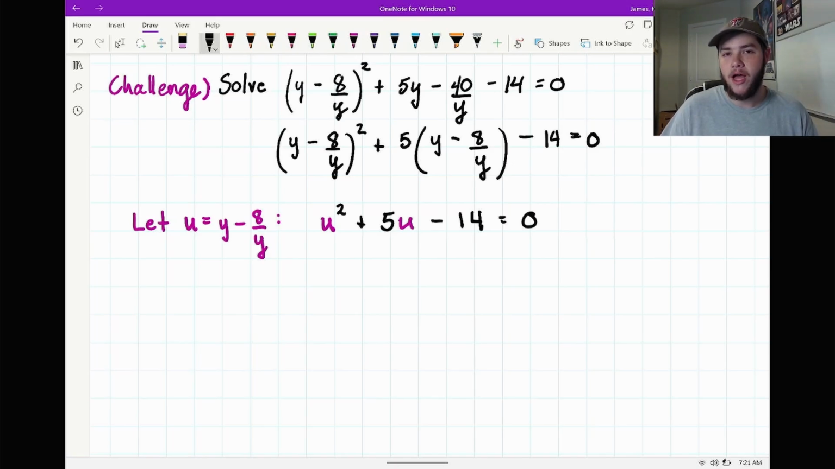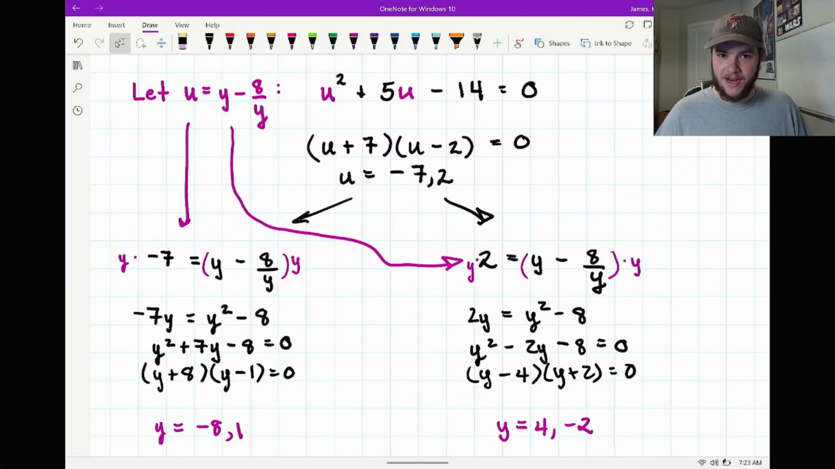U should be y minus 8 over y. Notice that when I factor a 5 out of the next 2 terms, I'm also left with a copy of that. Now, if only that piece were something simpler, say u, I would be left over with a problem I know how to solve. See if you can pick it up from here. The final answer that I came up with was y equals -8, 1, 4, and -2. Go ahead and pause the video here to check my work if you need to.